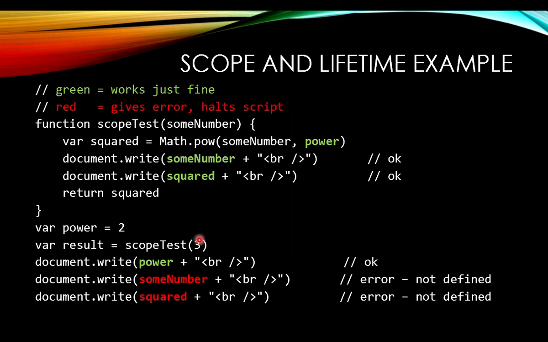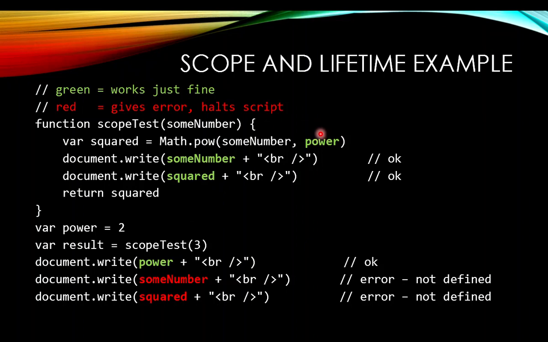So let's jump up, let's take the 3. 3 comes in, it becomes some number. So some number is 3, squared becomes some number raised to power. Oh wait, what is power? It's not defined anywhere here, right? In fact, our eyeballs have to go elsewhere to find it. We have to look for a global to see if there's one of those. If there's not, then this won't work, right? This is going to give an error.